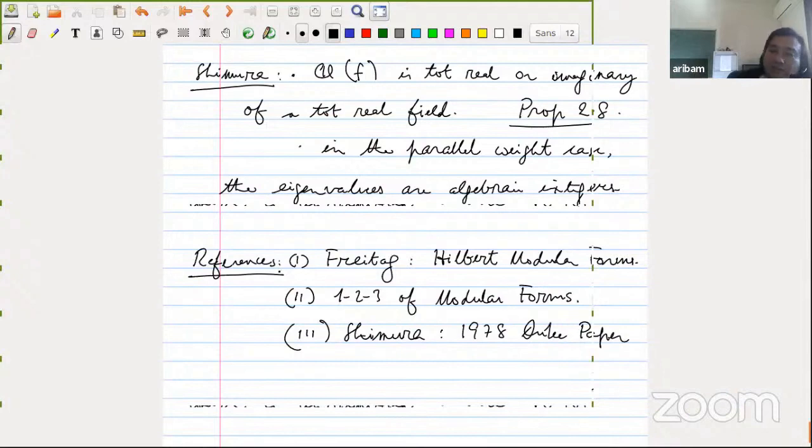The disadvantage of Freitag is that he doesn't define Hecke operators. He wrote the book for a very special purpose, to prove something, so he doesn't define what Hecke operators are. But Shimura does everything so well. It's very detailed in Shimura. Shimura's paper is also the one reference for many other papers.